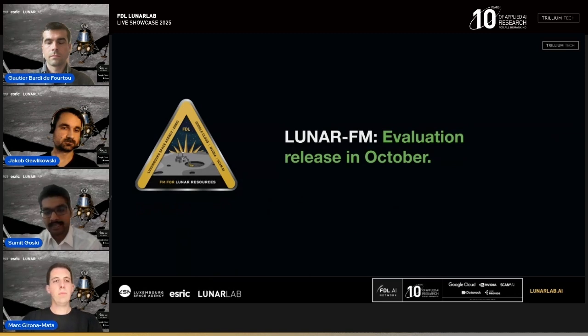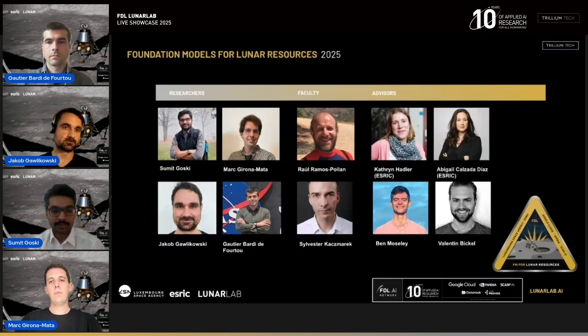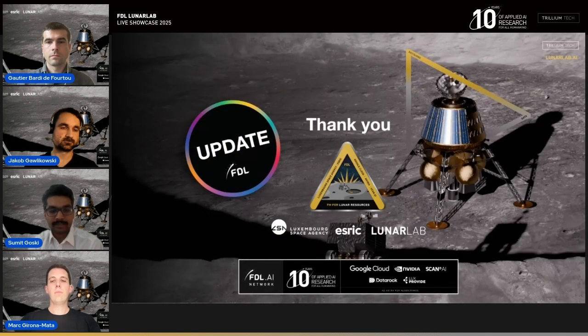We welcome the entire lunar exploration community to join us to test the capabilities of Lunar FM and build upon it. Last but not least, we would like to thank all of our faculty advisors from ESRIC, LSA, Datarock, and our compute partners, ScanAI, NVIDIA, Google Cloud, for making this a reality. And this concludes our update. Thank you.